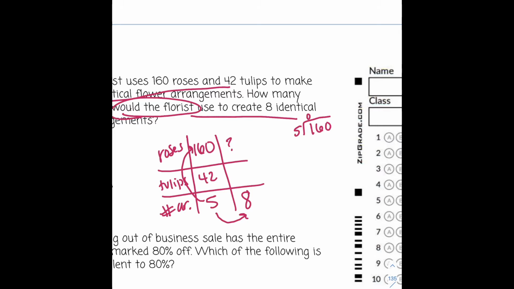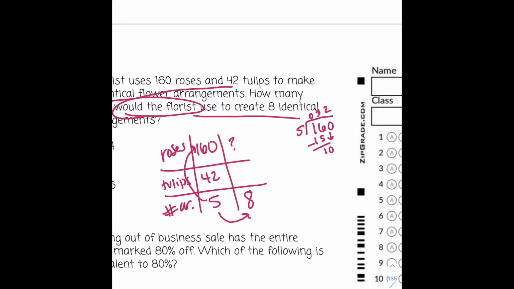Can't go into 1. It can go into 16 3 times. 3 times 5 is 15. Subtract to get 1. 5 into 10, 2 times. That means our scale is times 32, and whatever you do to one side, you do to the other. So we're going to multiply 32 times 8.